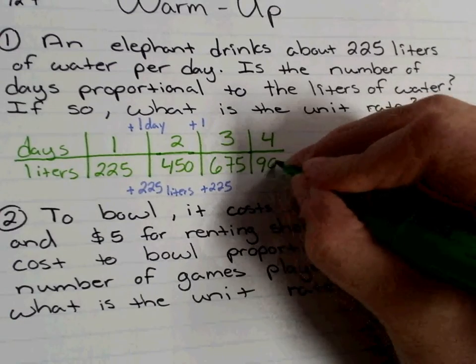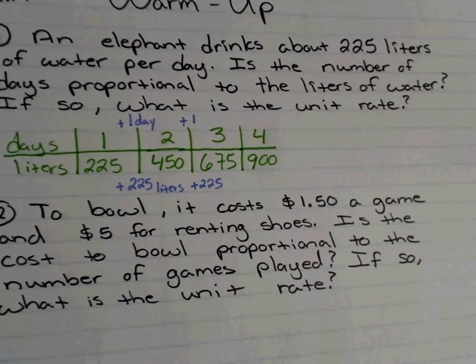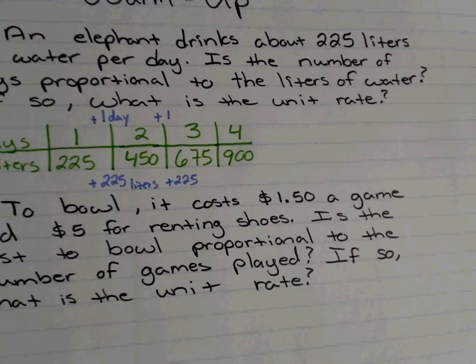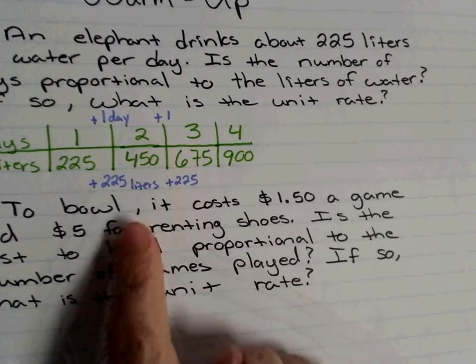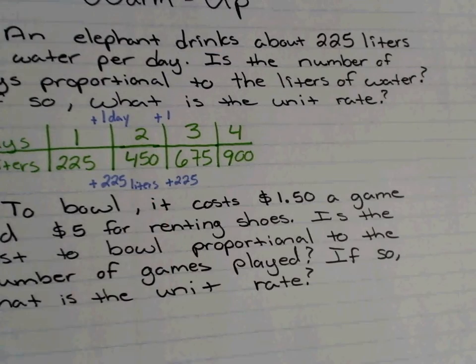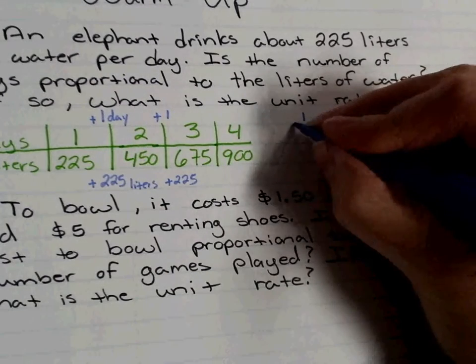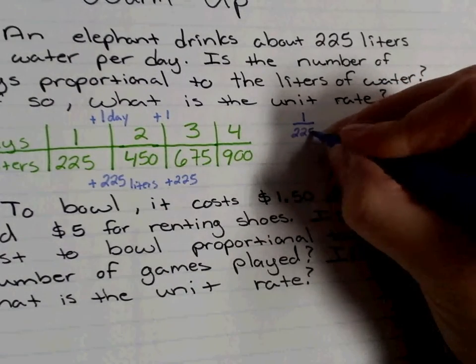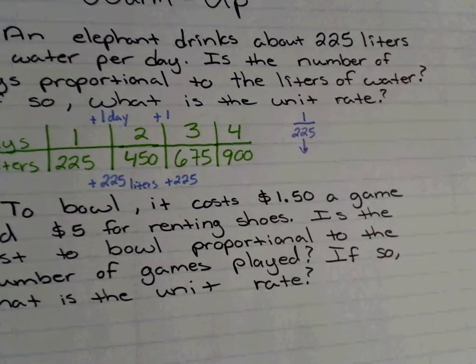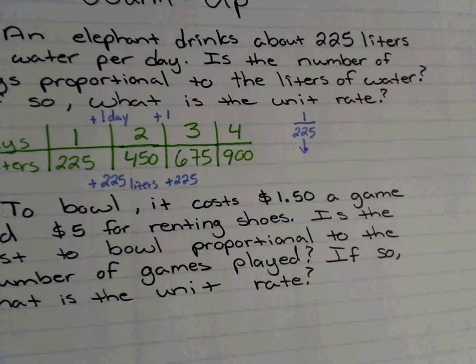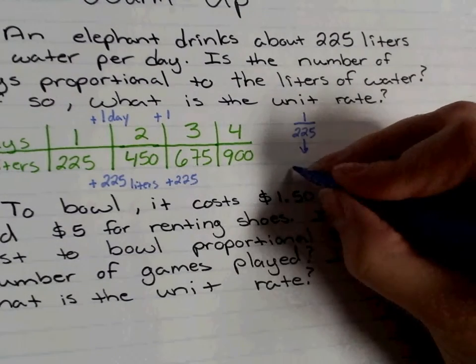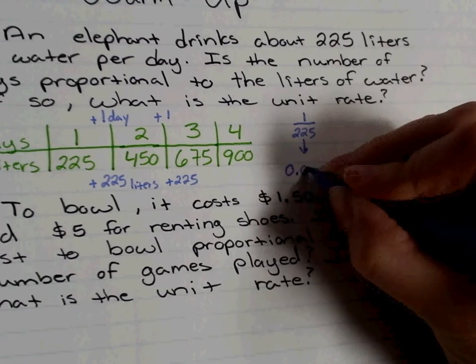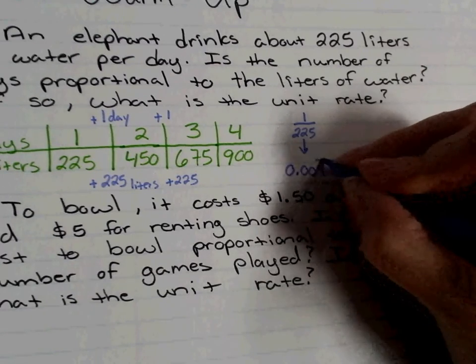Okay, so now I need to see if it's proportional. So again, they want it to be days over liters. Days over liters. So I'm going to check to see, okay, is 1 over 225, what is that going to equal? So what's 1 divided by 225? 0.004. So the 4 keeps repeating afterward, right? So it's 0.004 with bar notation over the 4. Okay?